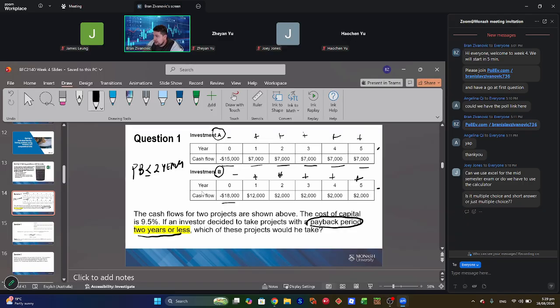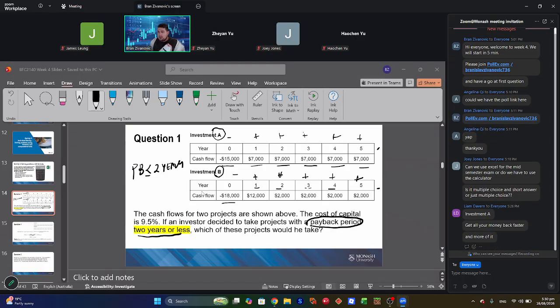Now, sometimes these questions you can just do without any maths, because a payback period is pretty much asking, how many years will it take us to get our money back? Okay, so we've got one answer already, investment A. Okay, why is that? You get your money back faster. That's cool, but let's have a look at firstly, what are we trying to calculate here?